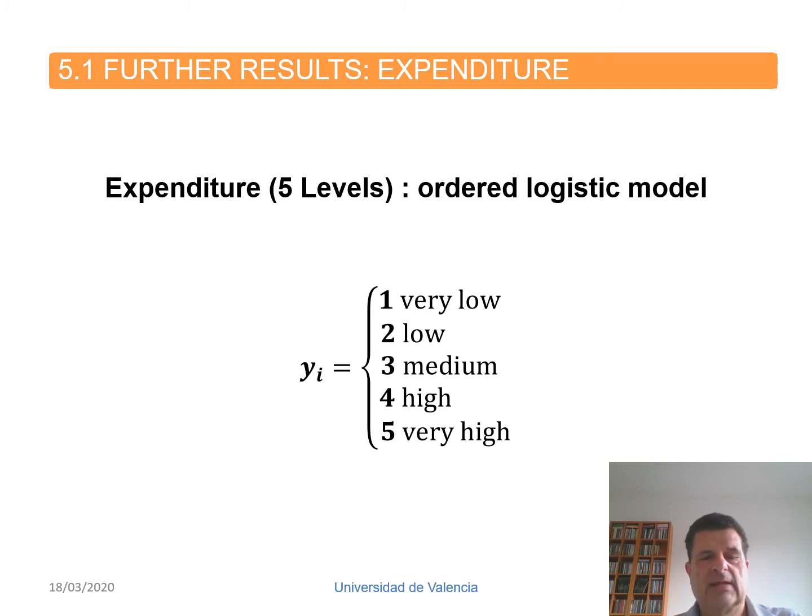The expenditure here is divided into 5 levels because those are the data that we have in the sample, and it is an ordered logistic model. The dependent variable is whether the expenditure is very low, low, medium, high, or very high. So now the dependent variable has 5 different values, 1, 2, 3, 4, 5, but the differences between 1 and 2 and between 4 and 5, say, need not be the same. So the cutting points for these categories are not clear and they are not known. They may have to be estimated.